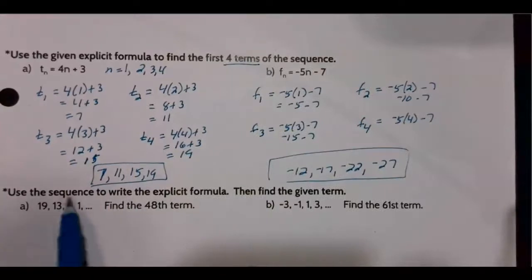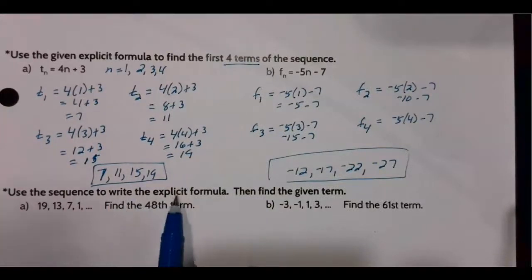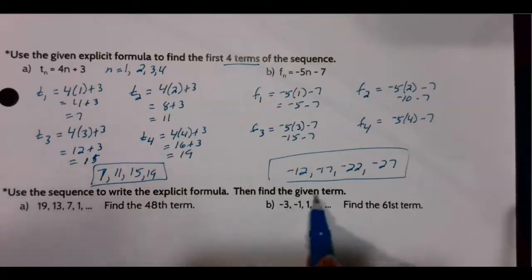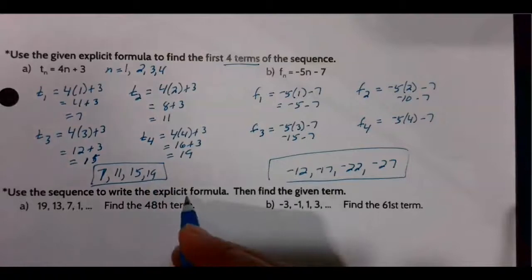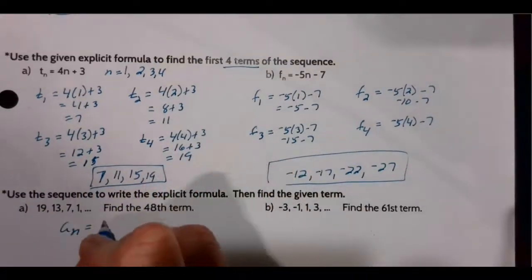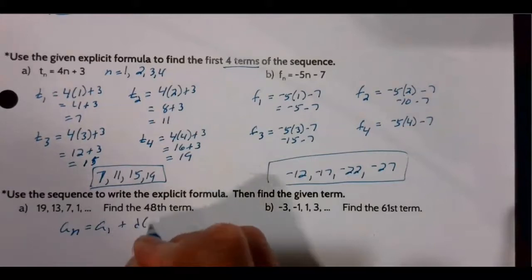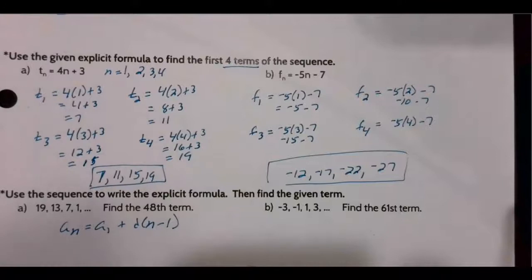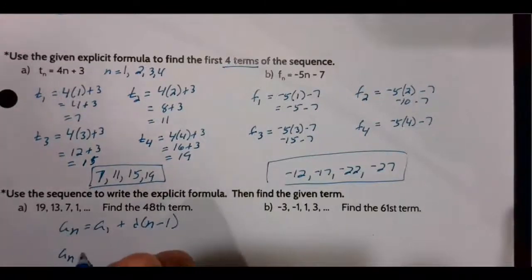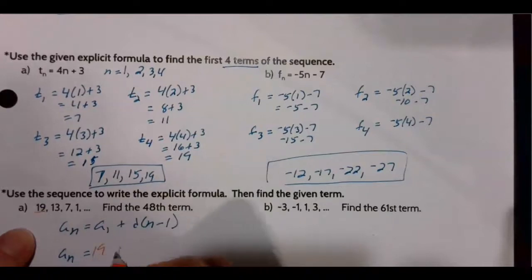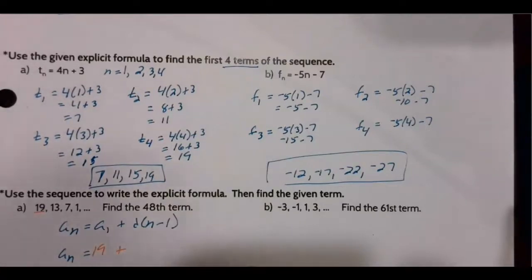Okay, now we're going to use the sequence to write the explicit formula, then find the given terms. So let's write down the explicit formula first. That's a sub n is equal to a sub 1 plus the difference times n minus 1. So we have to know a sub 1. Yay, got it. That's 19, right there.